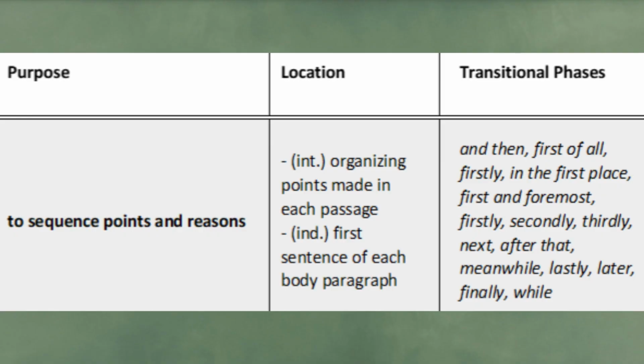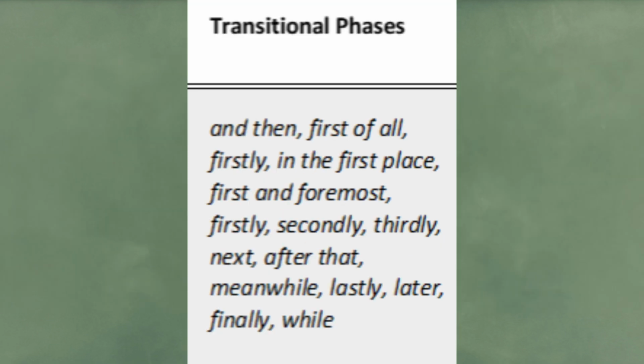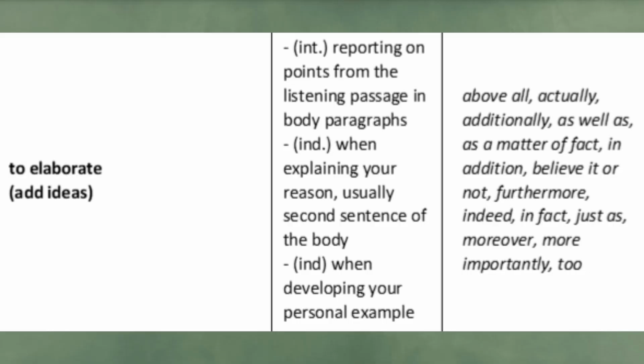Transitional phrases. Add transitional phrases to improve your score. To sequence points and reasons, organizing points made in each passage, use them in the first sentence of each body paragraph: first of all, firstly, in the first place, first and foremost, secondly, thirdly, next, after that, meanwhile, lastly, later, finally, while.